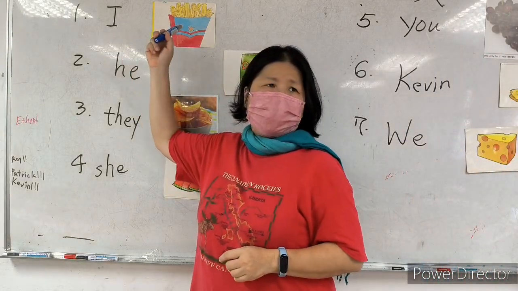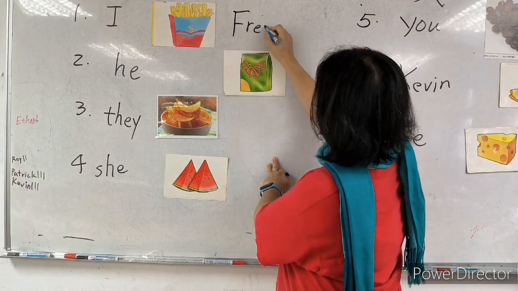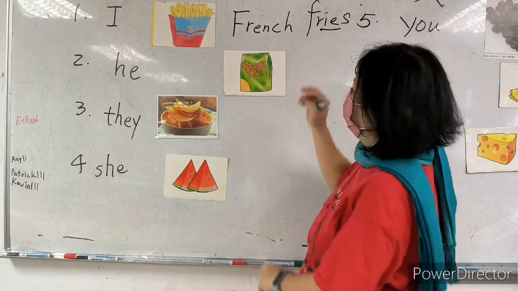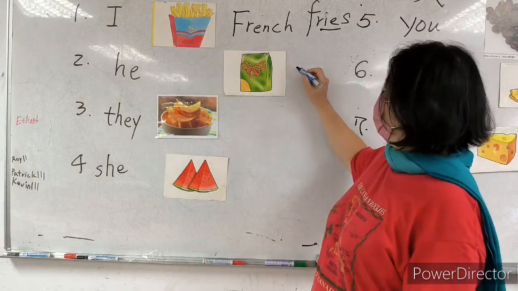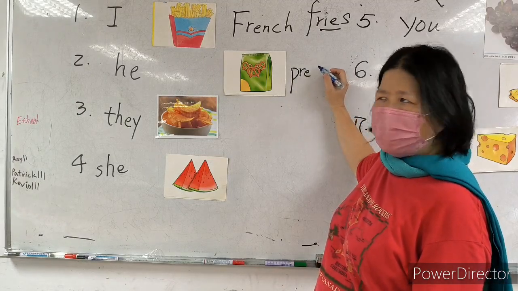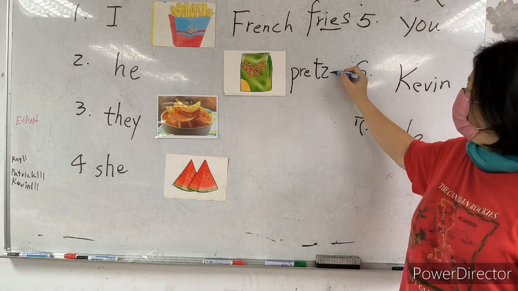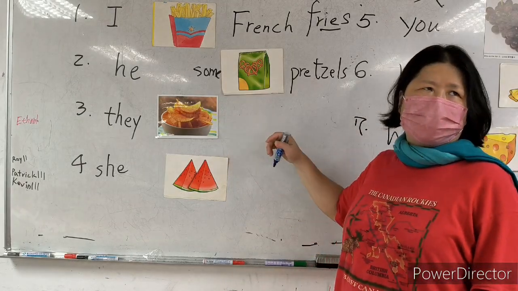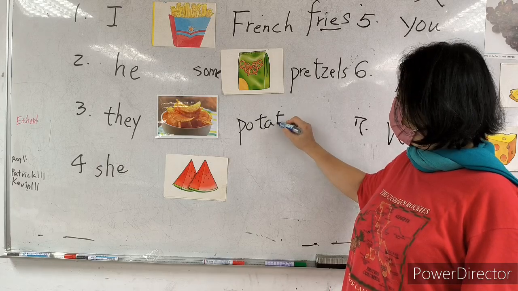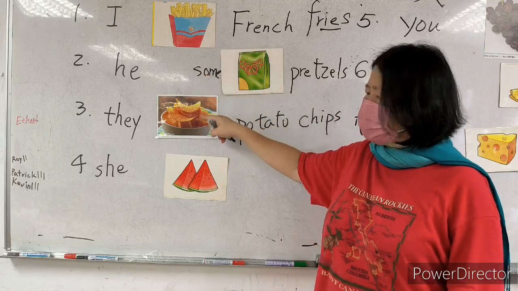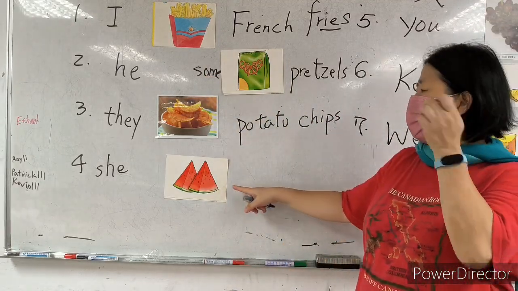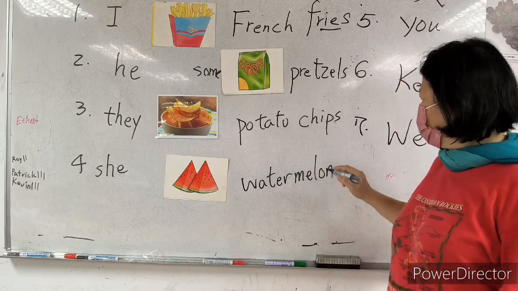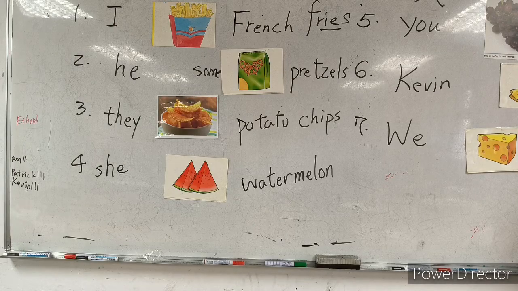This is I have some French food. Rice. Okay, and he has some puzzles. He has some, not a, okay, because this is a bag, as a lot. Okay, and they have some potato chips. Okay, here, some, right? Is that right? Yes. Okay, so, and she has some watermelon. Okay, and you don't have any grapes.